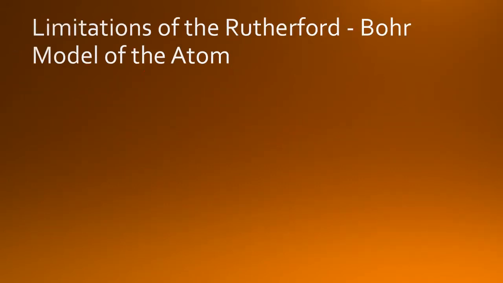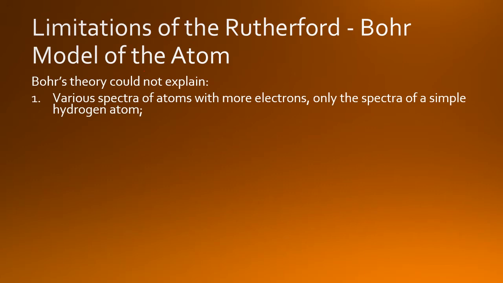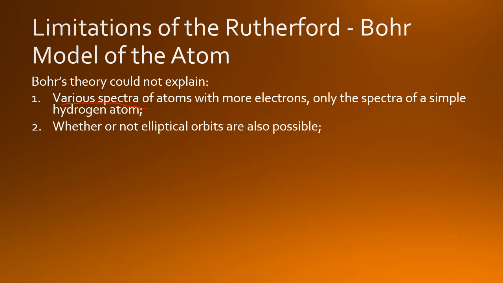Well, here are some limitations of the Rutherford-Bohr model of the atom. Bohr's theory could not explain various spectra of atoms with more electrons. It worked really well for hydrogen, but not for other elements. Secondly, it couldn't explain whether or not elliptical orbits are possible. And thirdly, the arrangement and distribution of electrons in various elements, such as 2 in the inner shell, 8 in the next shell, and so on.